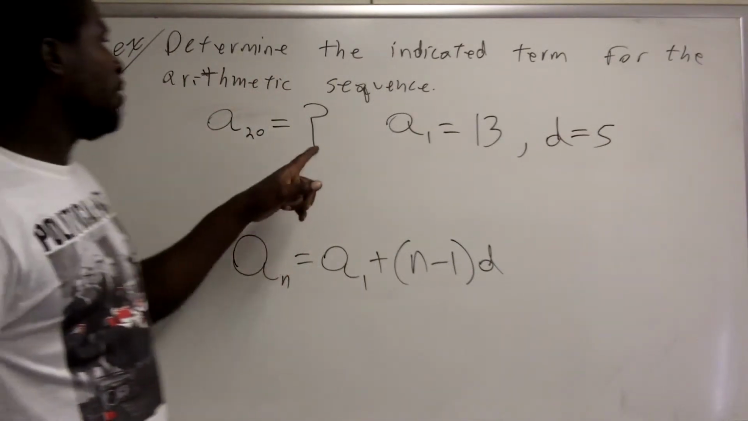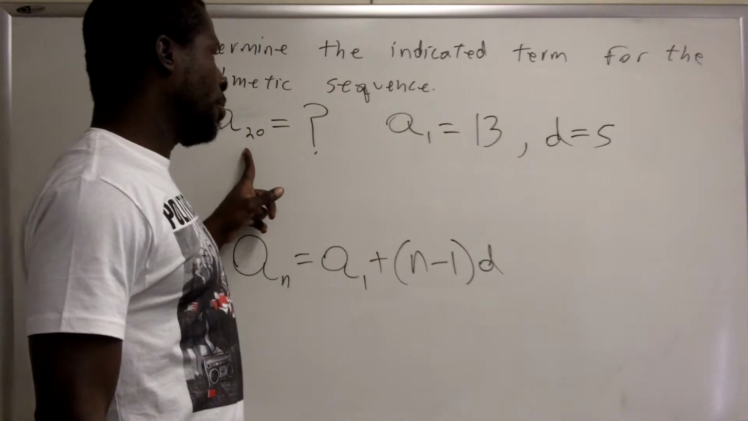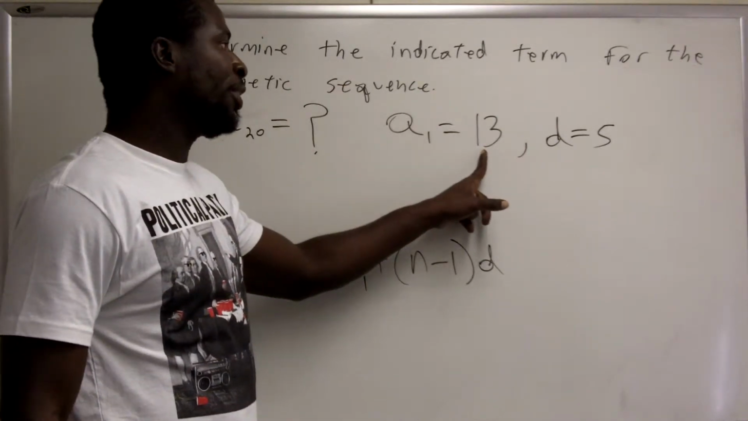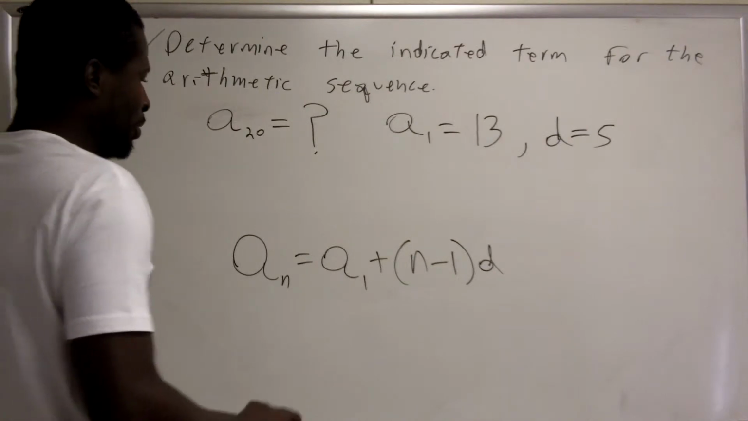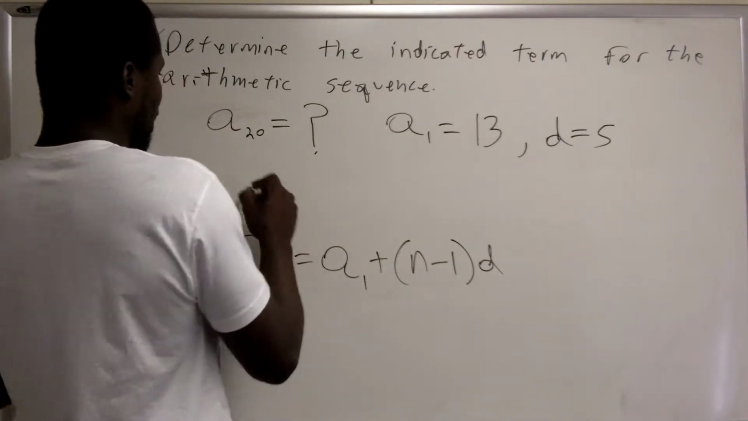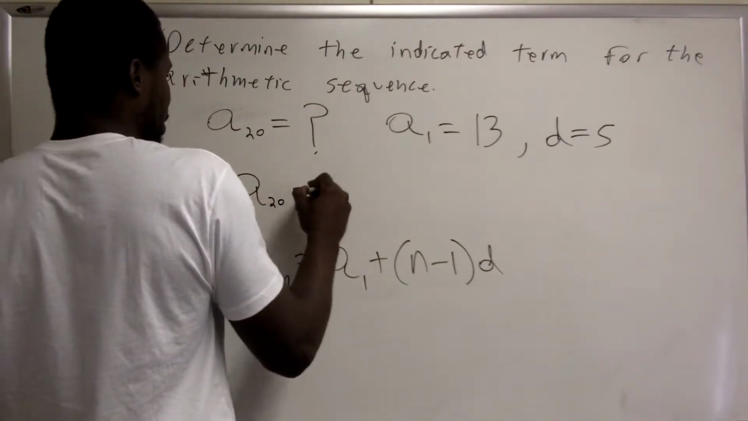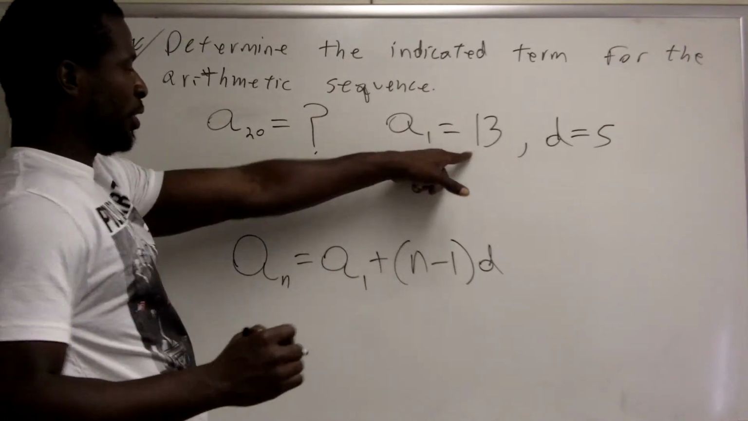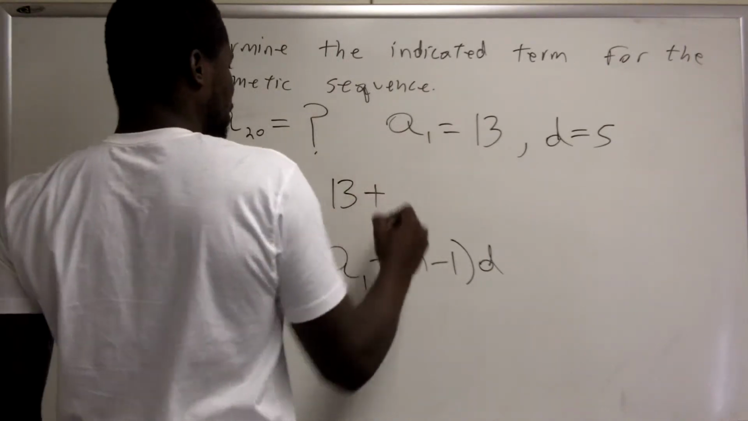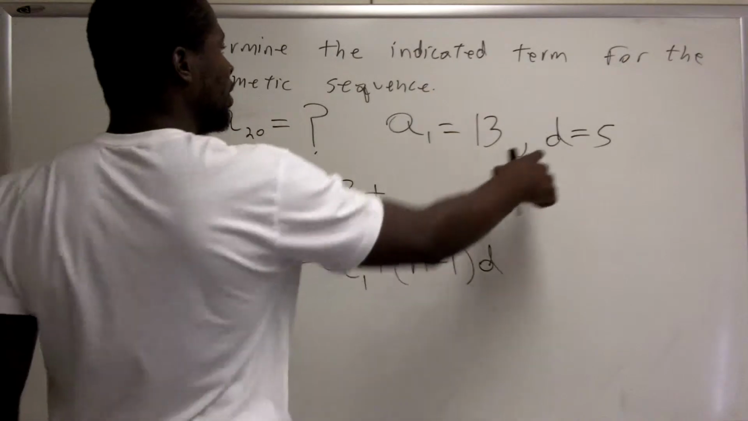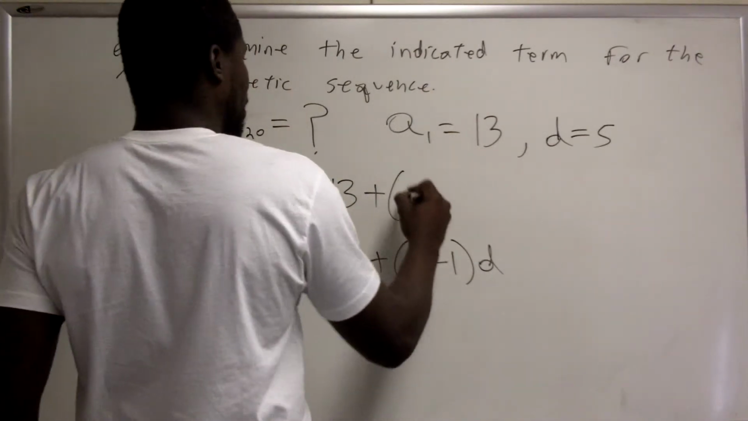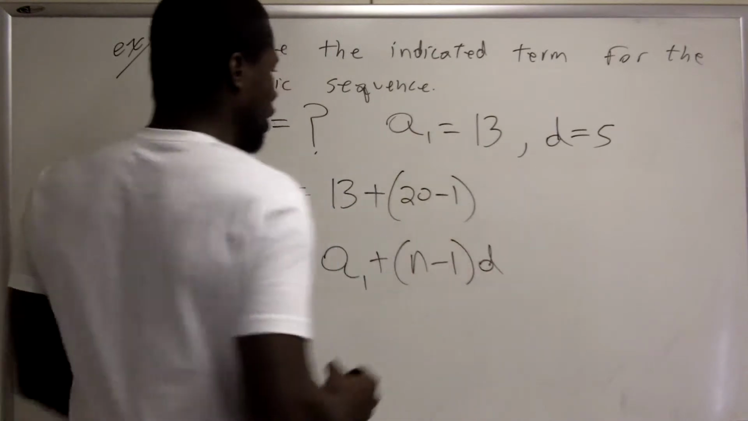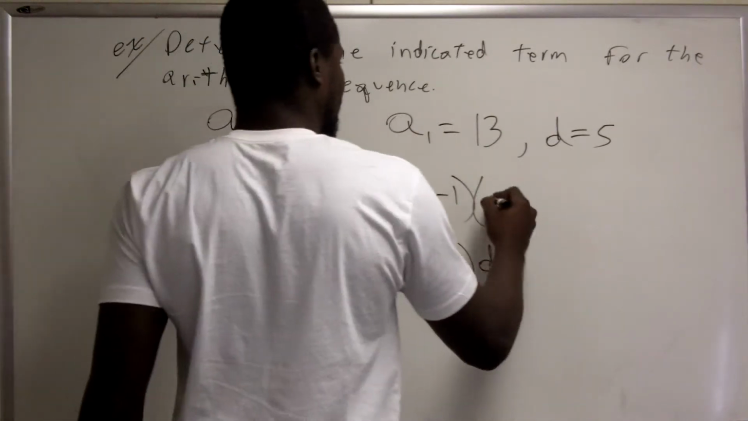All right, so we're looking for the 20th term of a sequence that starts at 13 and adds 5 each time to get the next term. So this says that A20, the 20th term, is equal to A1, which we just said was 13, plus n minus 1, which is, well, n is once again 20, n is a subscript here, 20 minus 1, times D, the common difference, which is 5.